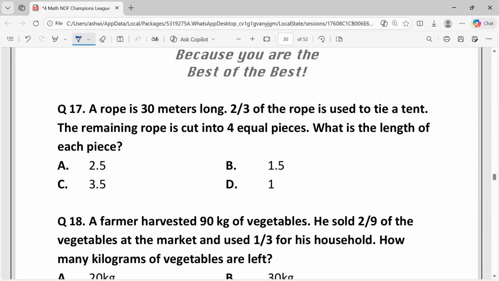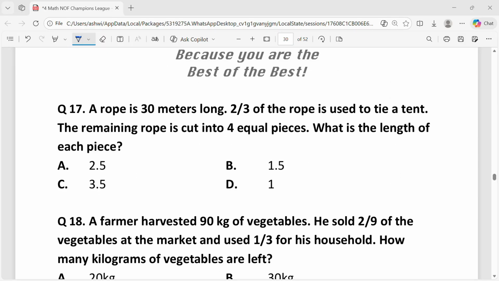Question 17. A rope is 30 meters long. 2/3 of the rope is used to tie a tent, and the remaining is cut into 4 equal pieces. What is the length of each piece?